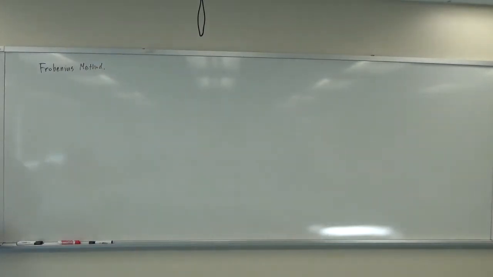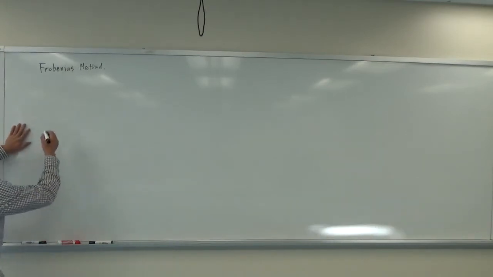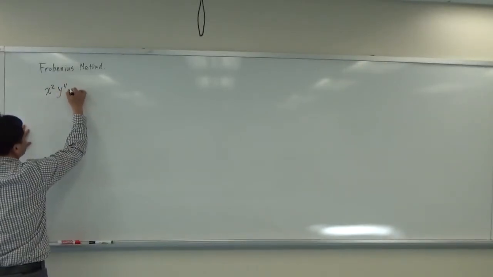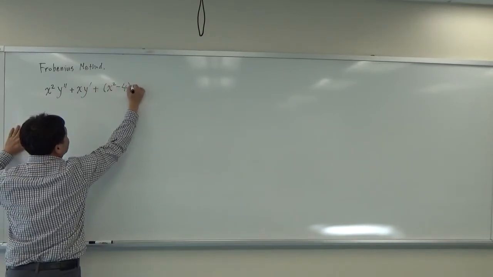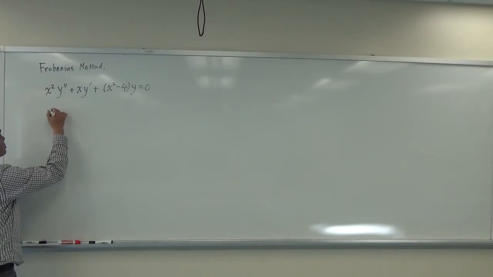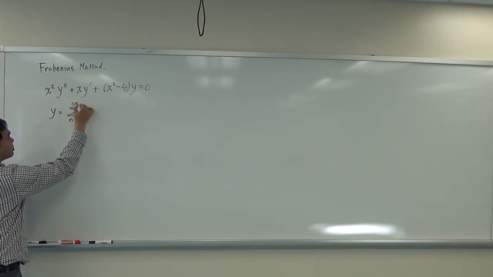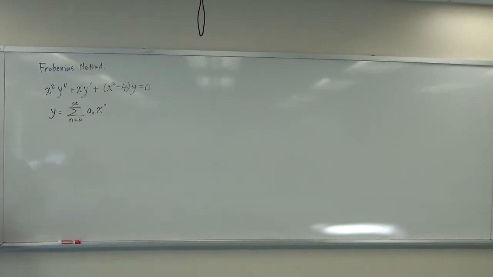And this builds upon our previous experience. So let me just recap a little bit what happened last time. We did x squared y double prime plus xy prime plus x squared minus 4y equals 0. And we were looking for solutions of the form y equals the summation of n equals 0 to infinity of a_n x to the n. In other words, we were looking for some power series solutions.